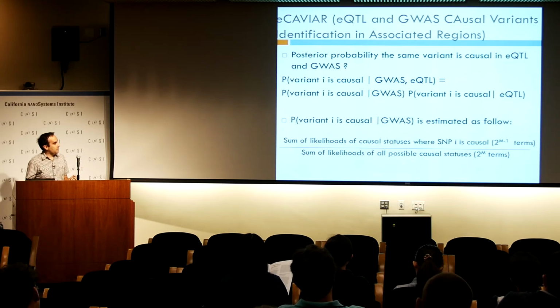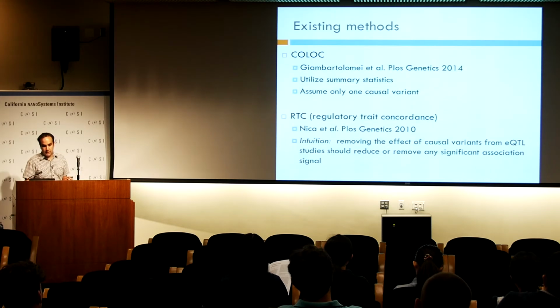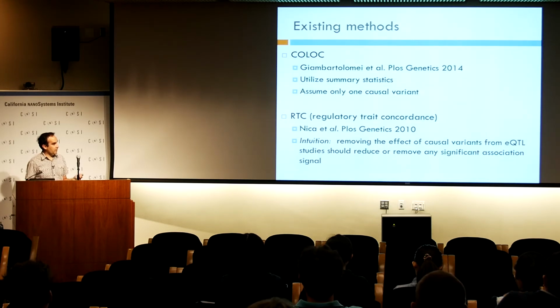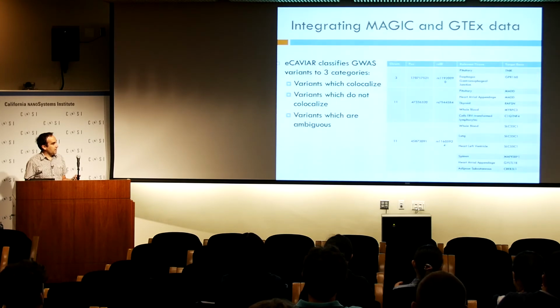How we do co-localization is very similar to CAVIAR, so I'm going to skip ahead. There are a couple of existing methods that do this, but they don't take into account more than one causal variant. We do, so we perform a little bit better than they do.